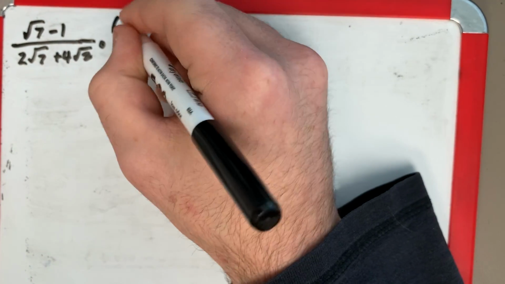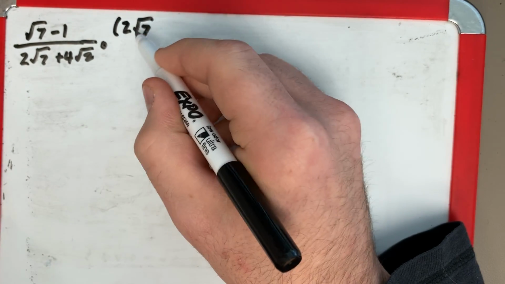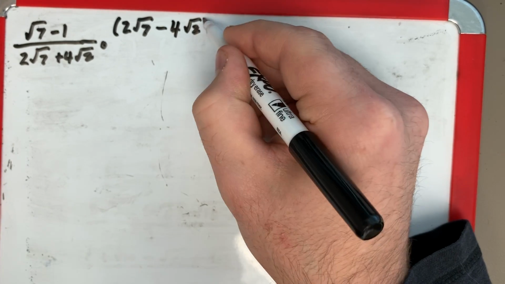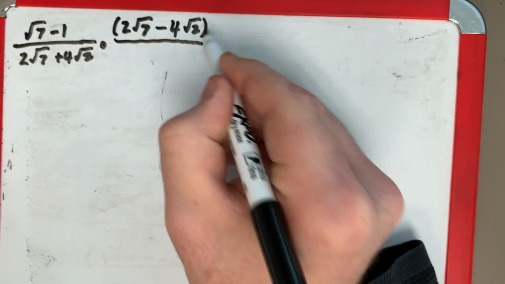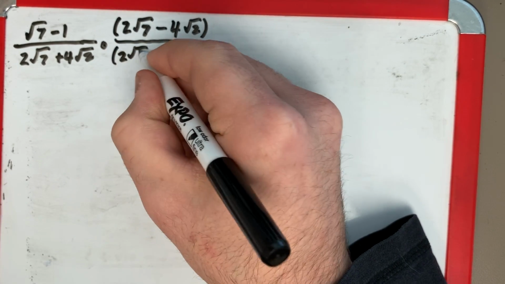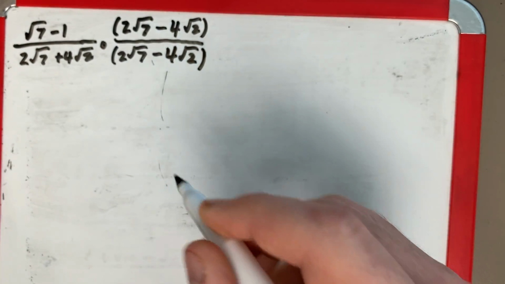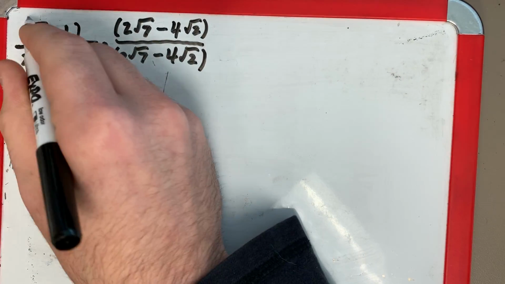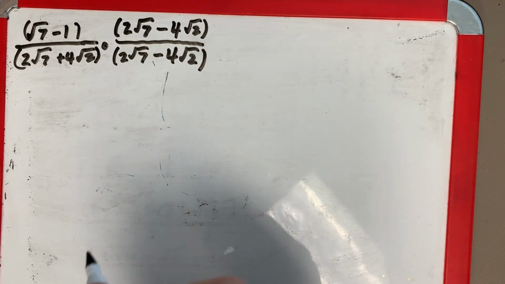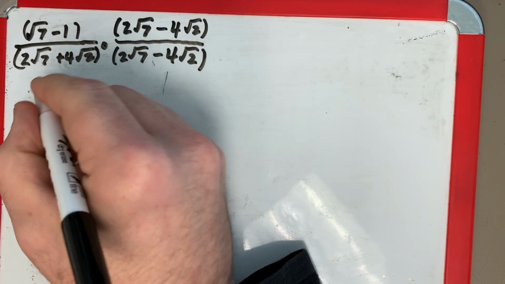I'm going to multiply top and bottom by the negative version of the second term. So I have 2 root 7 minus 4 root 2 over 2 root 7 minus 4 root 2. Okay, close off everything so it's clear that we're multiplying and having to FOIL. And continuing on with now we have to FOIL everything.